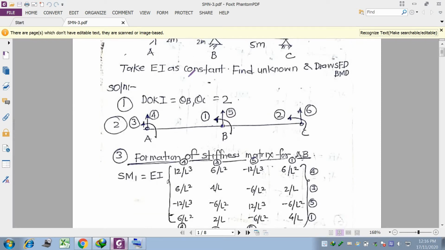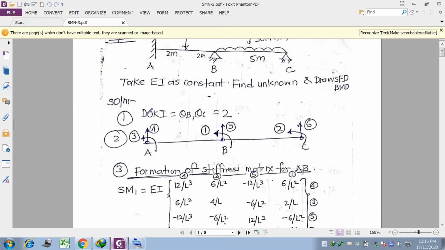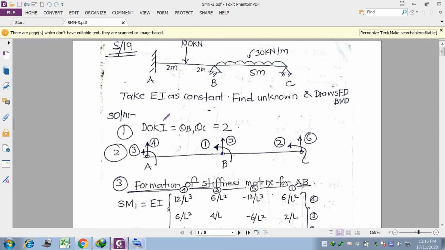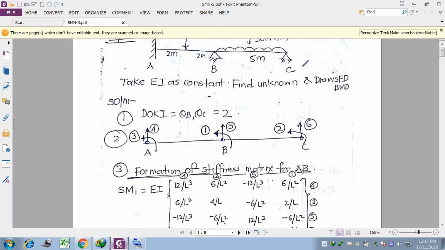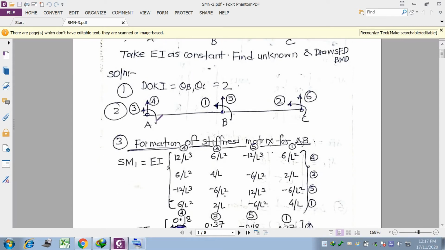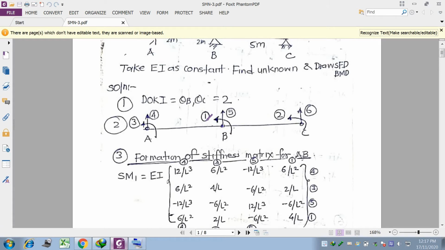the stiffness matrix method. In the solution, first of all, we have to calculate the DOKI, that is the degree of kinematic indeterminacy, under which we have to see what unknowns we have to calculate. The unknowns are theta B and theta C at points B and C. So there are two unknowns. Based on that, we have to construct the line diagram. We have to construct the symbols.